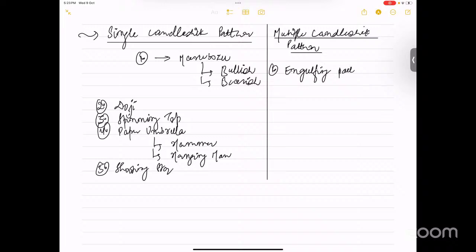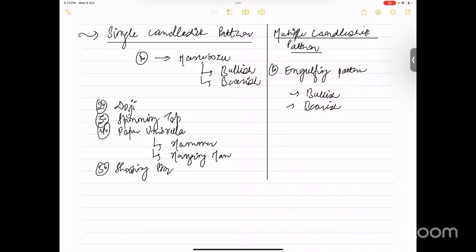pattern. Engulfing pattern में दो आते हैं. One is bullish, another is bearish. ठीक है. Second that comes into picture is doji. So it's a doji that comes. Third that comes is spinning top. Sorry, we are talking about multiple candlesticks. So एक तो engulfing रहता है जिसके अंदर bullish और bearish होता है.